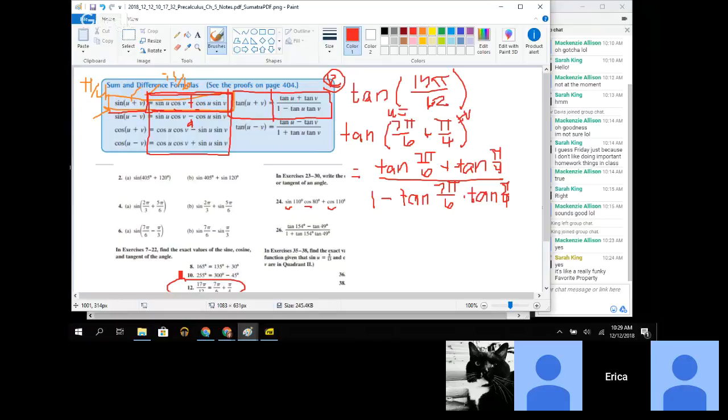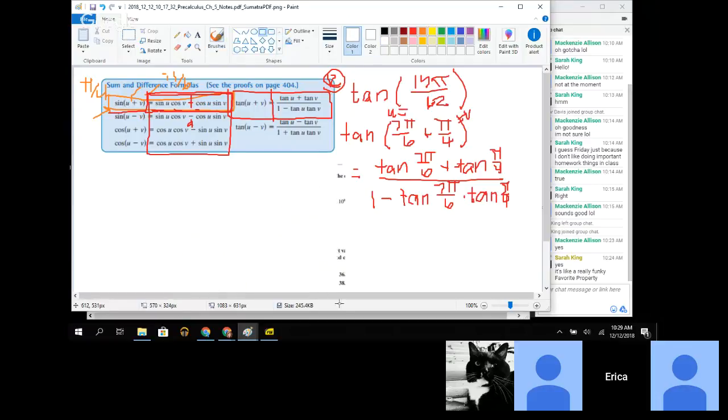Okay. So what is the tangent of 7 pi over 6? So if you look at your unit circle, 7 pi over 6 is, where can I write this? I'll write it in. Who needs all these other words, right? We'll just erase all those guys.